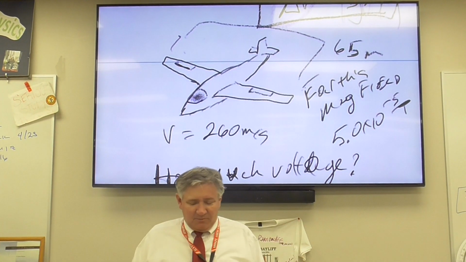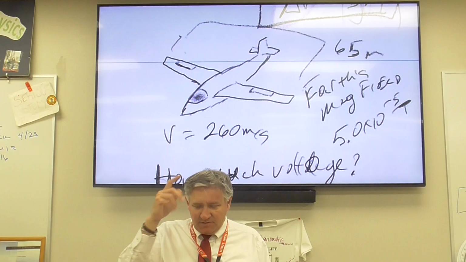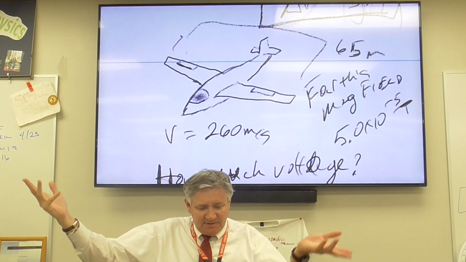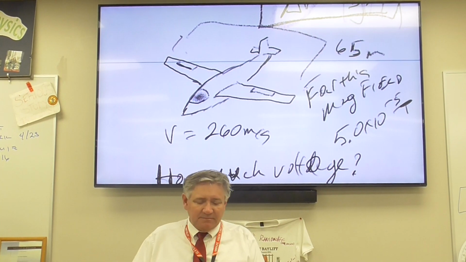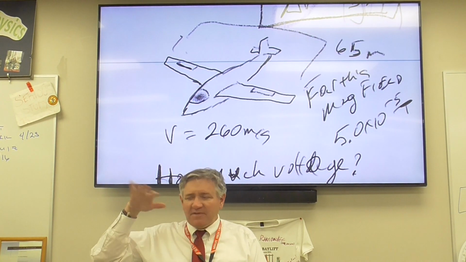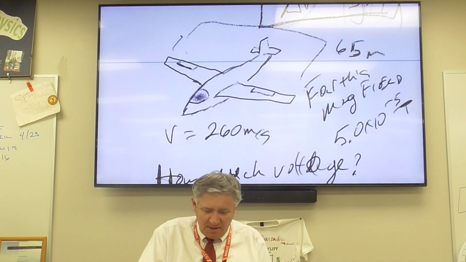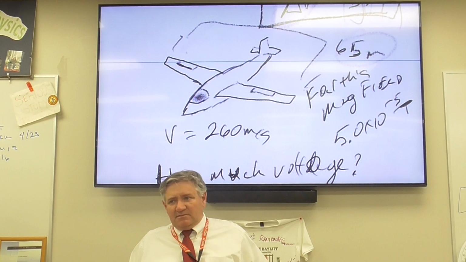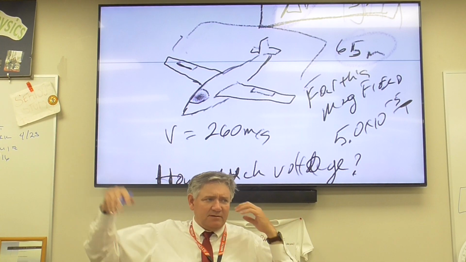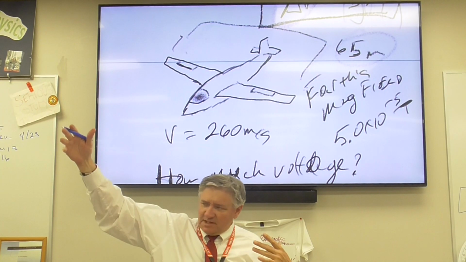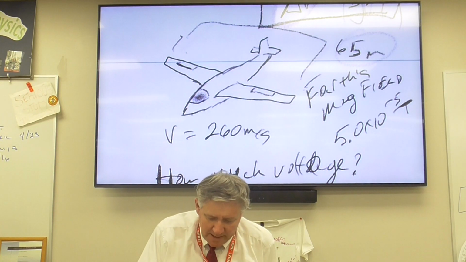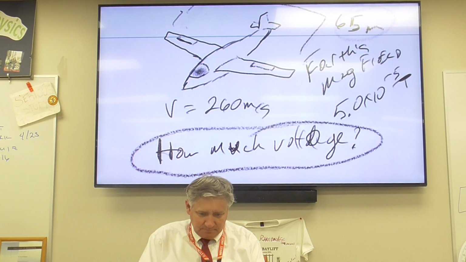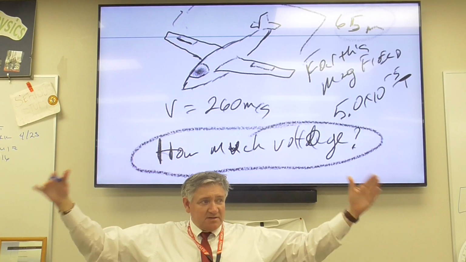If you're a pilot, you need to worry about this idea, because you can create static electricity on the plane. So you have a plane flying at 260 meters per second, about two-thirds the speed of sound. It's flying through the Earth's magnetic field, and the distance across the wings is 65 meters. That's a pretty big plane, about two-thirds the length of a football field. What I want to calculate is how much voltage is going to build up across those wings.